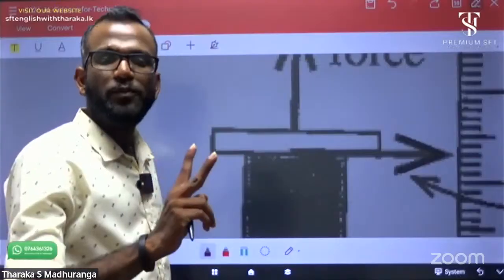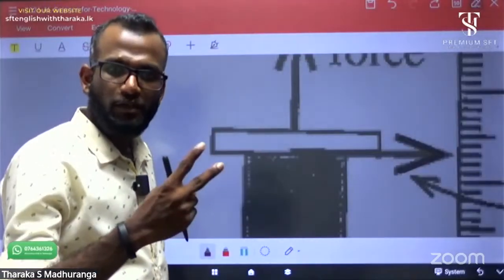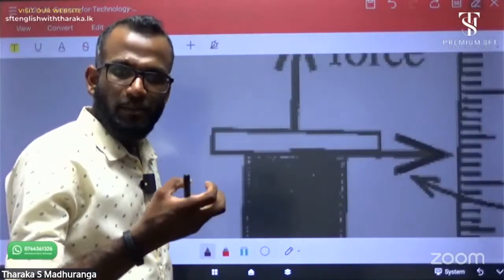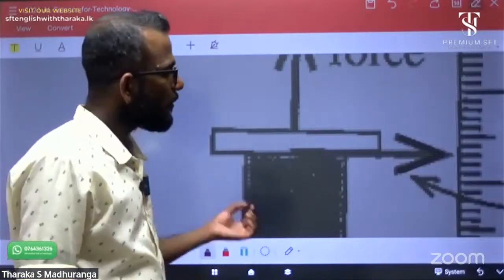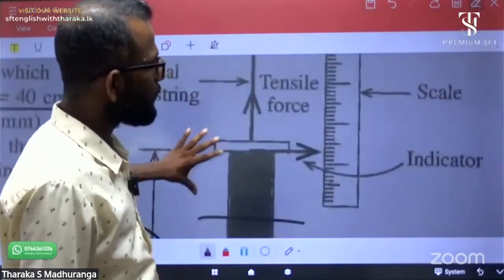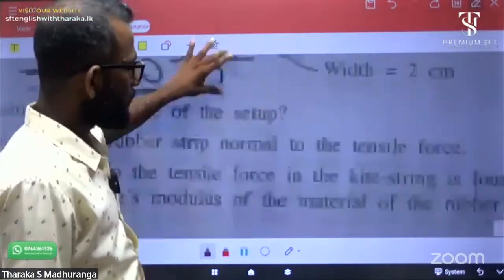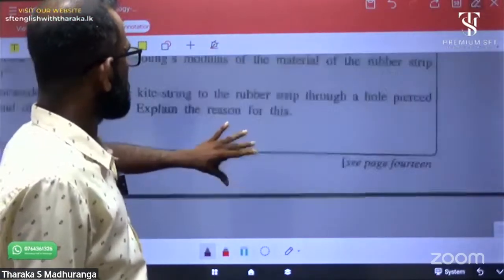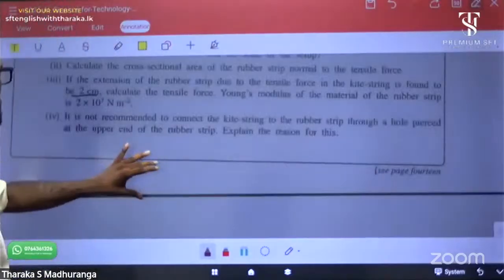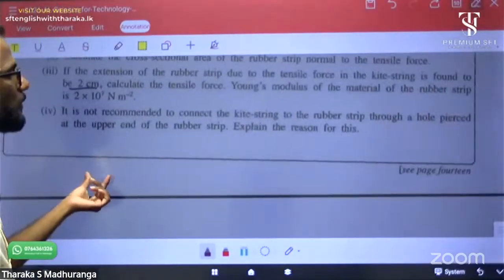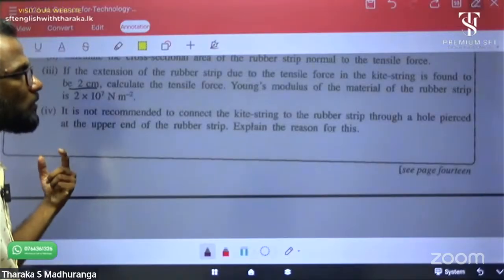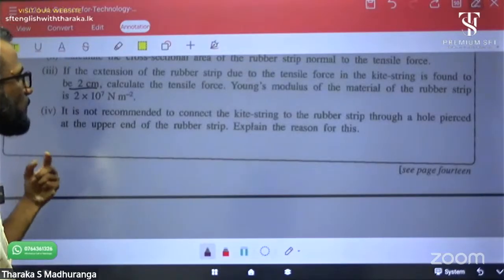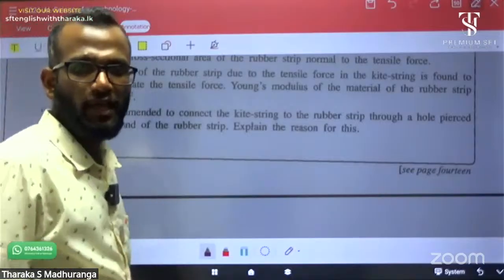Actually, there are two possible reasons. Think practically and send your answer. Read the question again and understand. It is not recommended to connect the kite string to the rubber strip through a hole piece at the upper end of the rubber strip. Explain the reason.